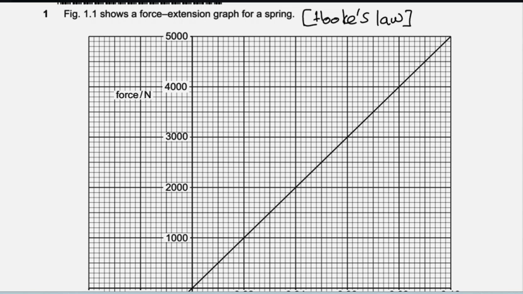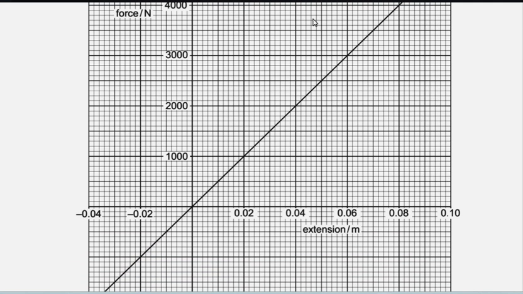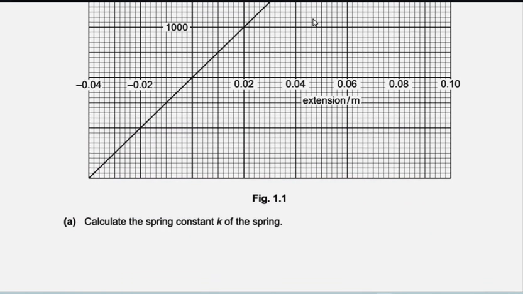On the vertical axis we have force, and then on the horizontal axis there is extension. The force is in newtons and the extension is in meters. No prefixes there on both axes, so we are good. Right, let's look at what part A is saying. The question is saying calculate the spring constant K of the spring.